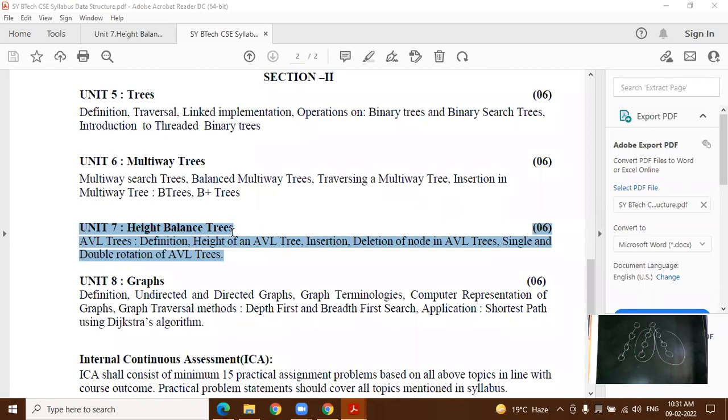So we are going through the AVL tree. Now, if the tree is unbalanced, how to convert it into a balanced tree?